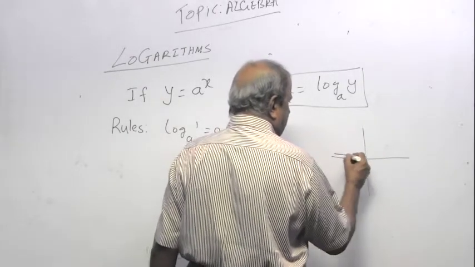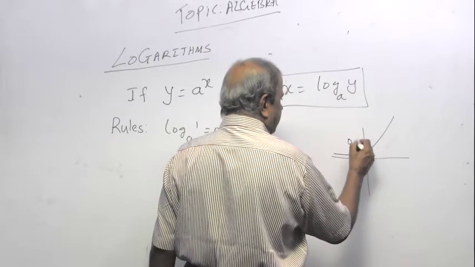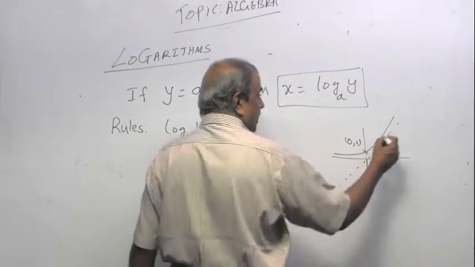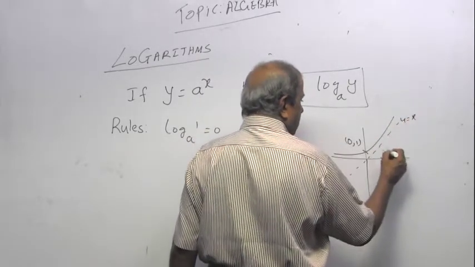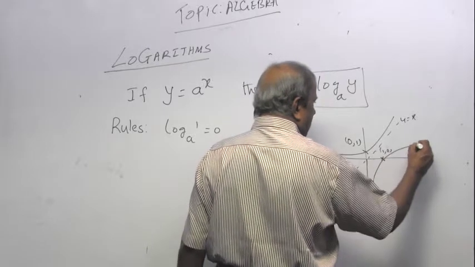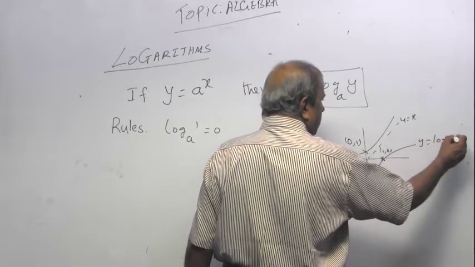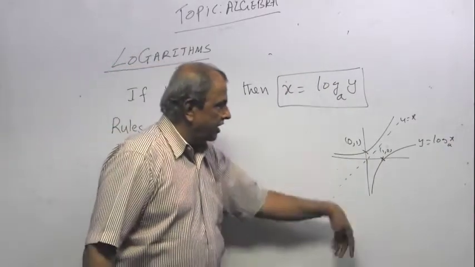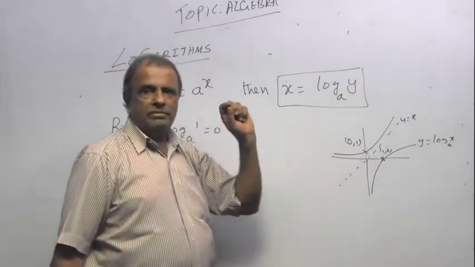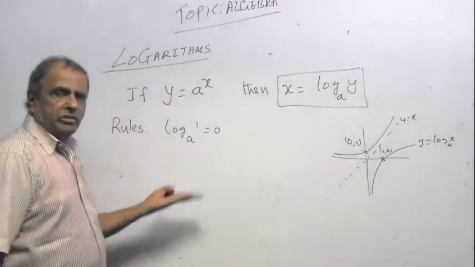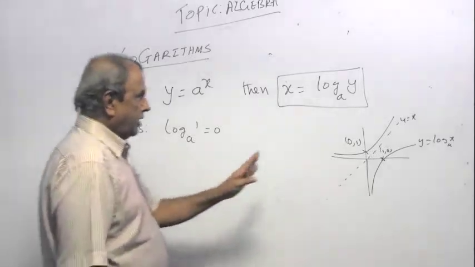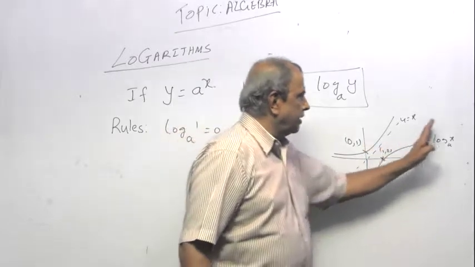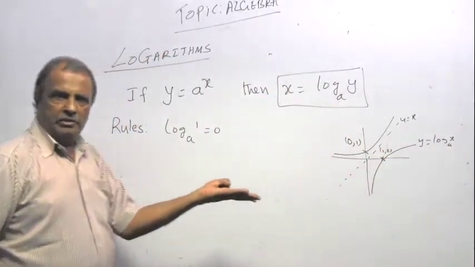look, the original graph of a to the power x was cutting at 0, 1. When you reflect it in the line y equals x, the inverse cuts at 1, 0. This is the graph of y equals log x to base a. Remember, I didn't know what a is, but I know it will always cut the x-axis at 1. So therefore, log of 1 must be 0. Also, if a number is less than 1, log will be negative.